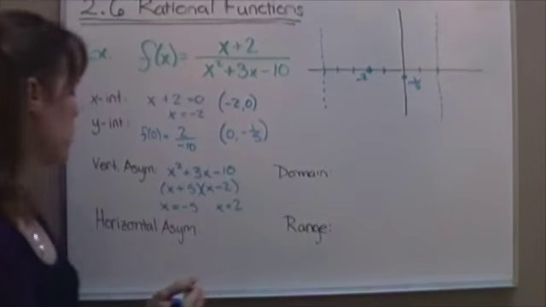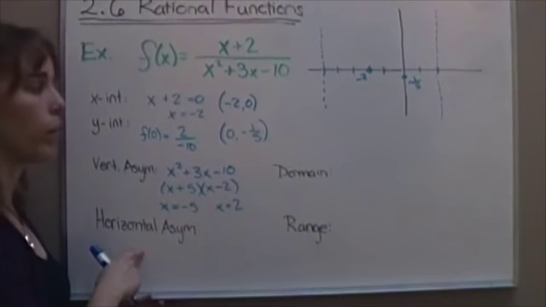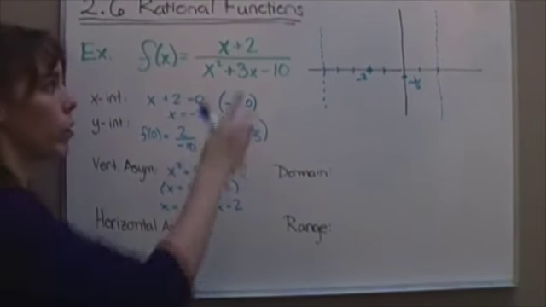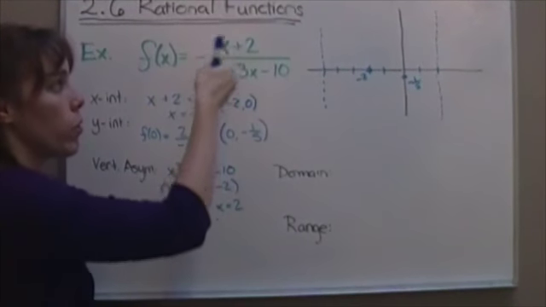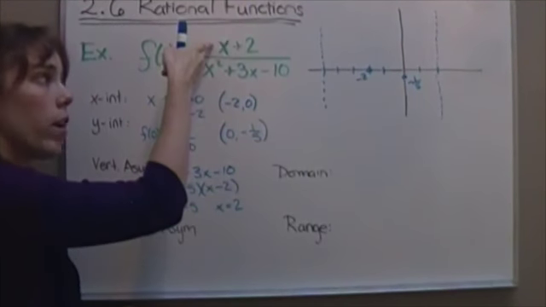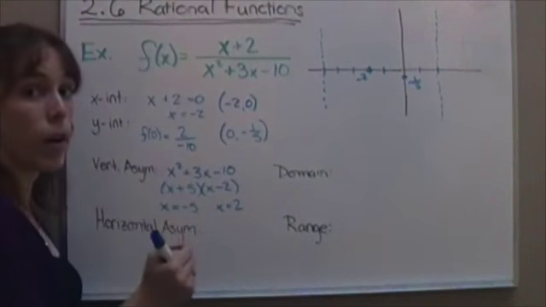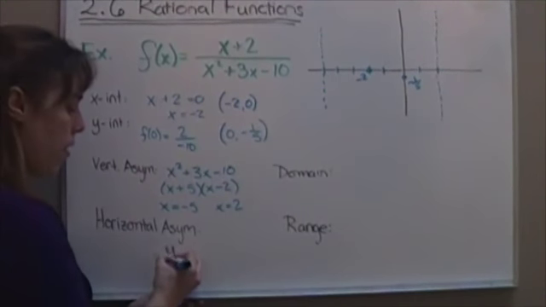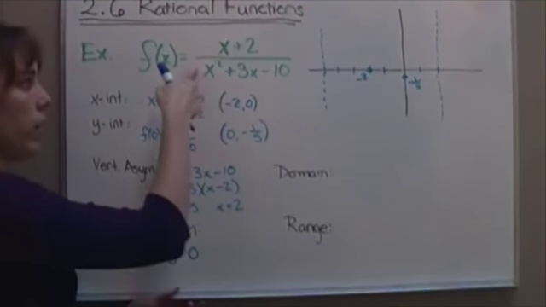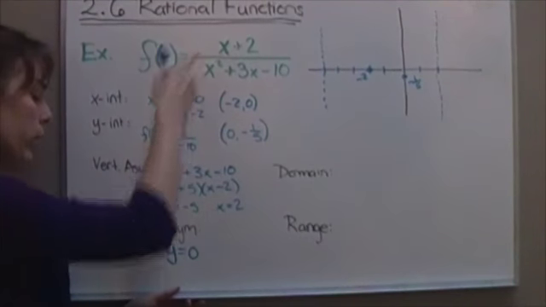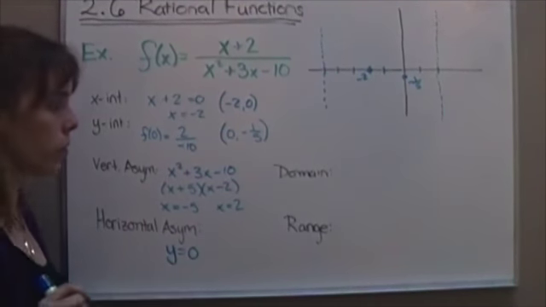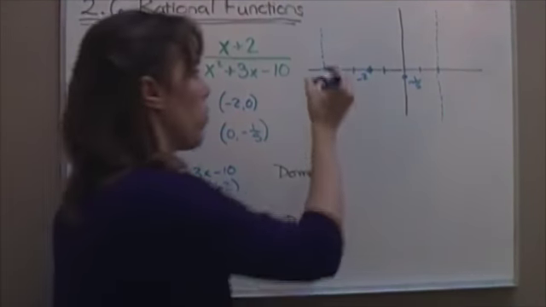Okay. Horizontal asymptotes. Now, this is where we don't care about the rest of this, just the first part. The degree of the top is less than the degree of the bottom. So the denominator is larger than the numerator. Y equals 0 is my horizontal asymptote. I'll fill that in.